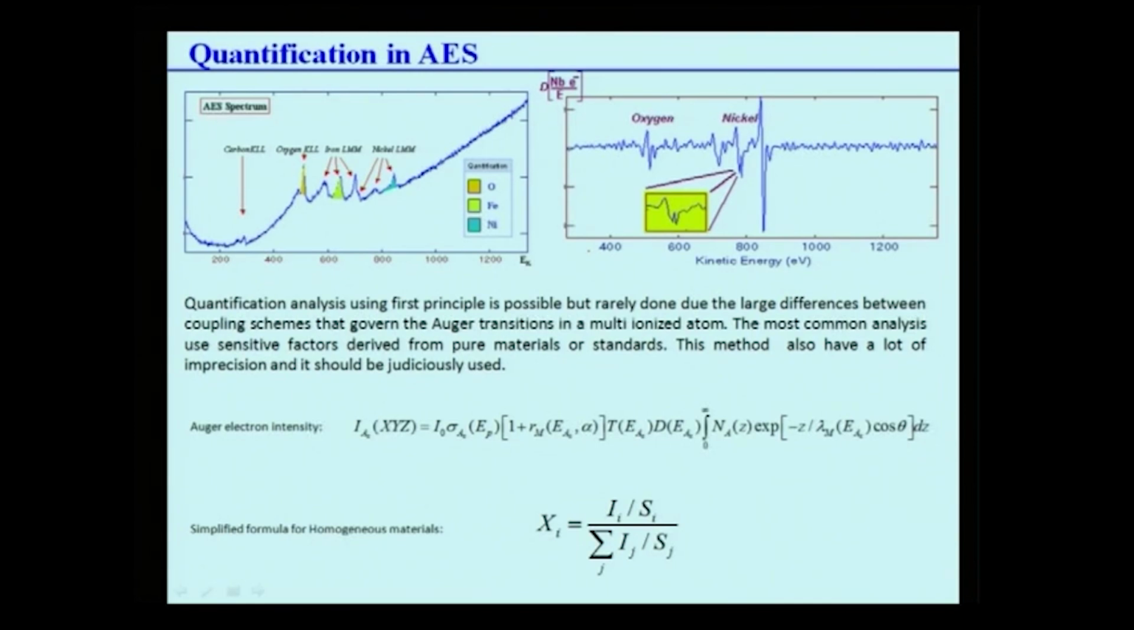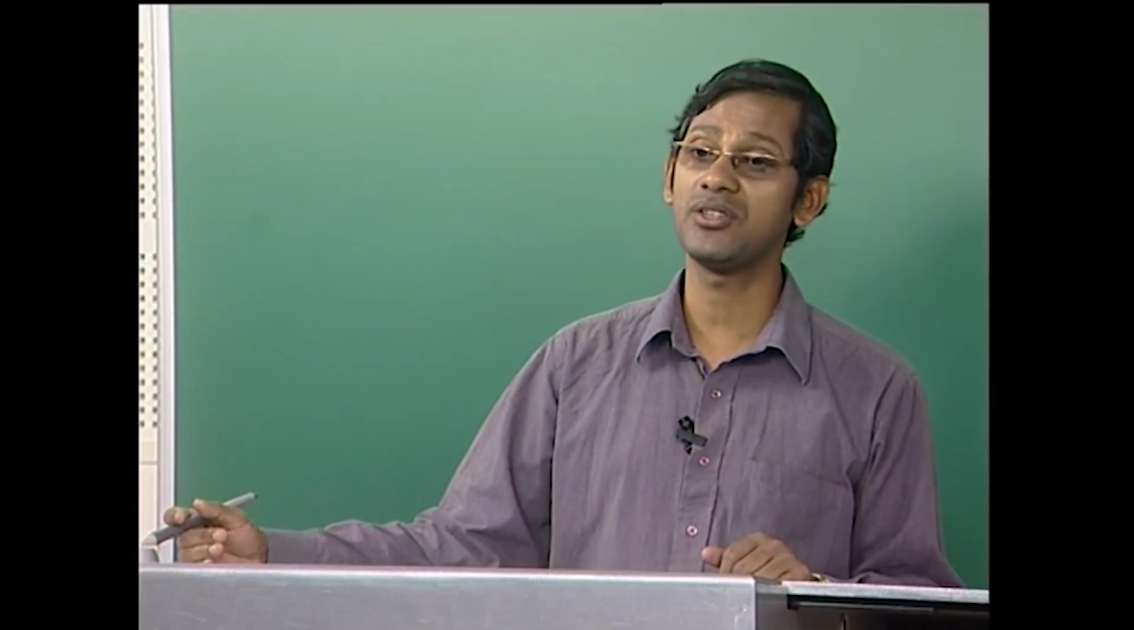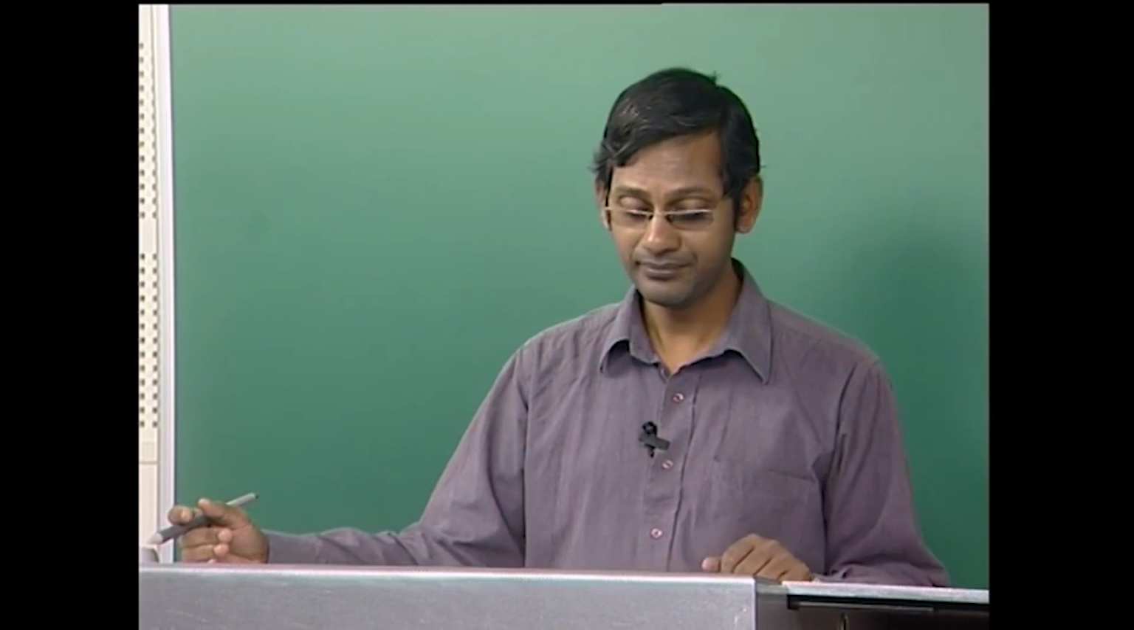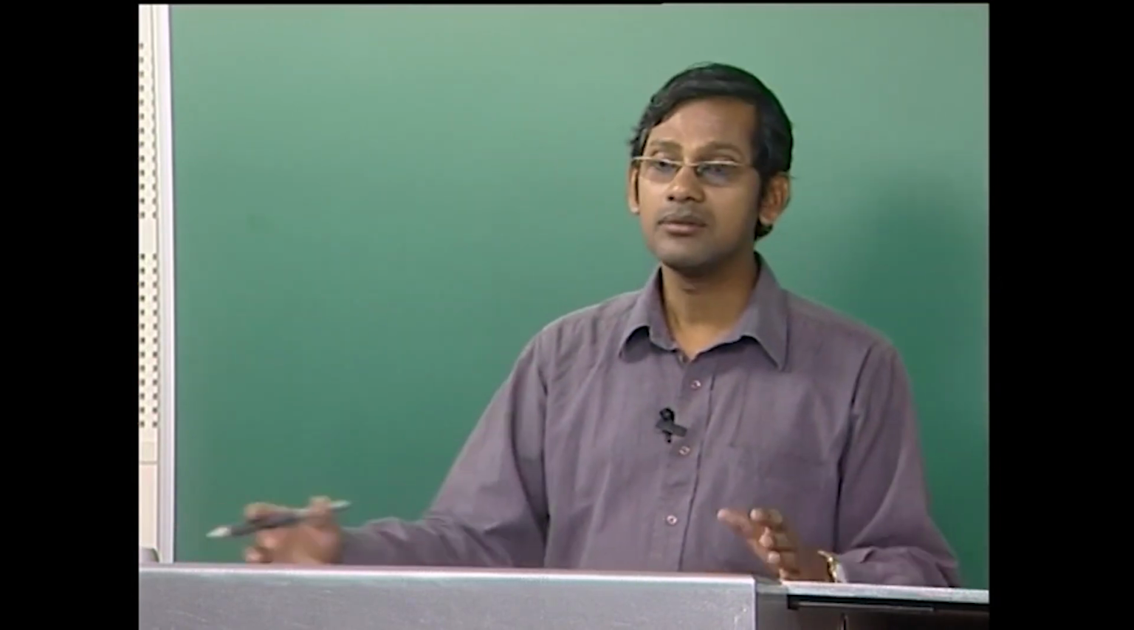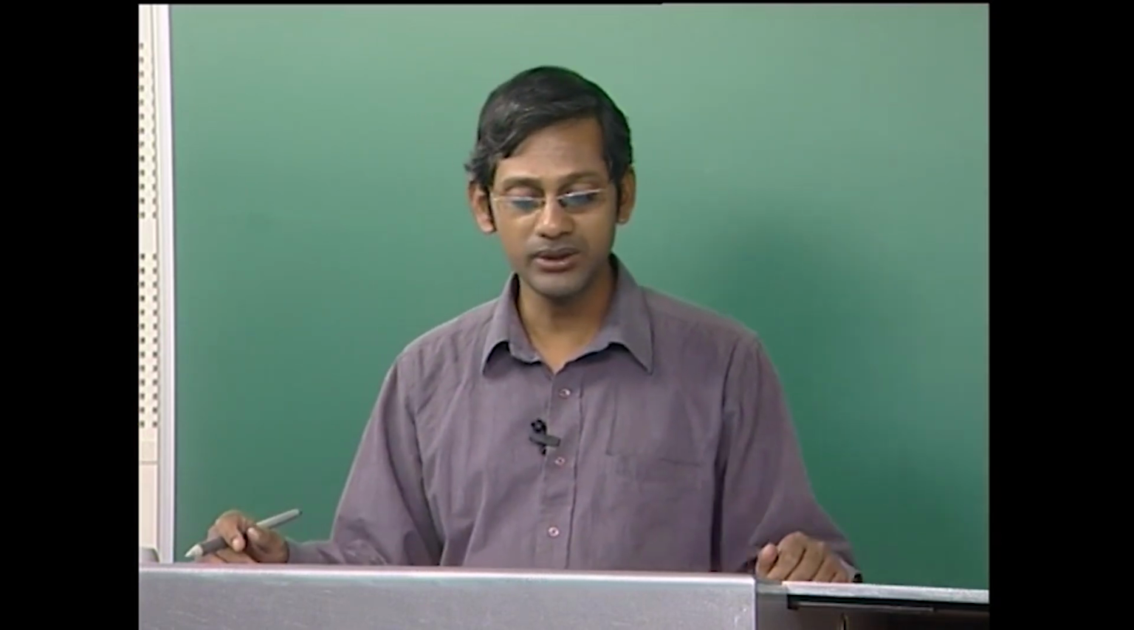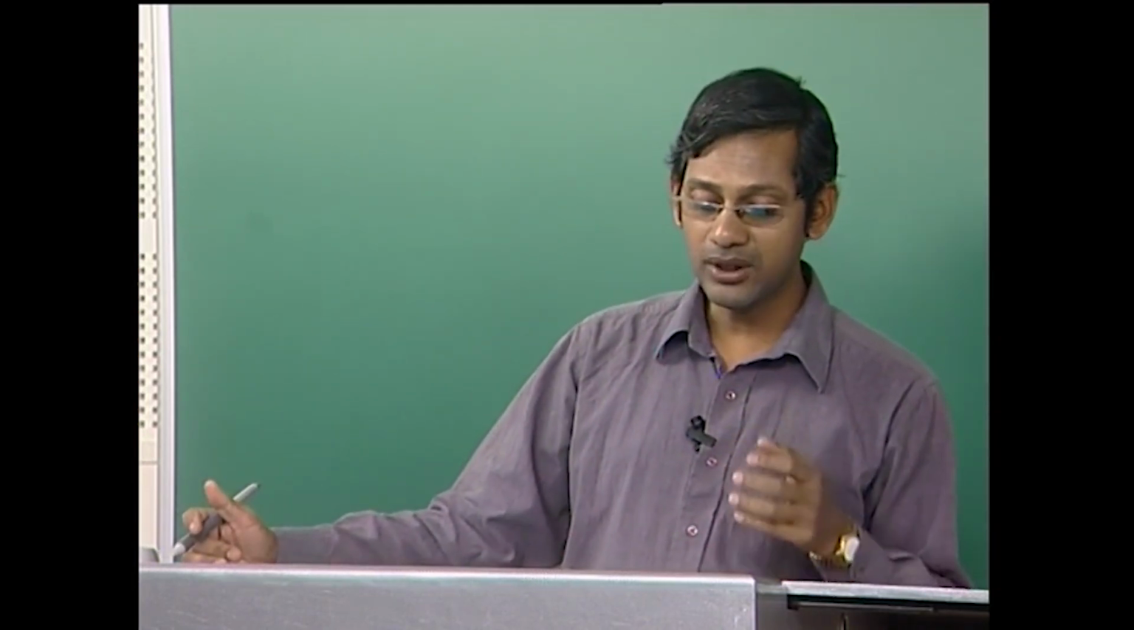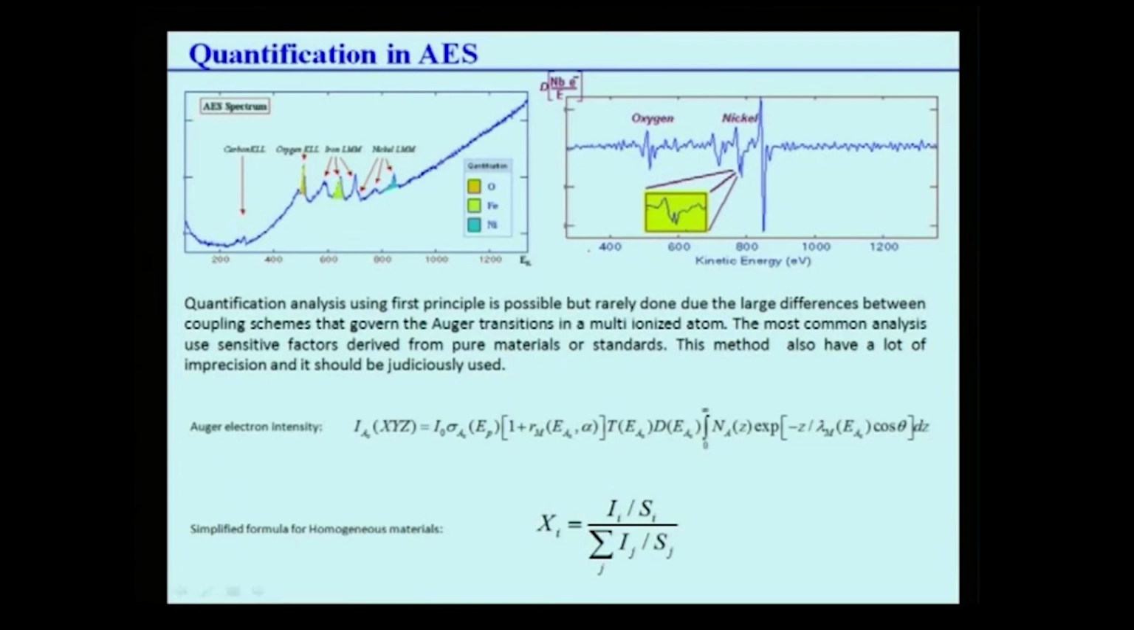The most common analysis uses sensitivity factors derived from pure materials or standards. These also have a lot of problems with precision and should be used judiciously. I would like you to know that AES allows us to quantify different elements present on the sample surface, but precision is much poorer than XPS. So what is the actual mathematical equation which uses the sensitivity factor? Actually, the AES electron density at any position x, y, z is given by this big equation.